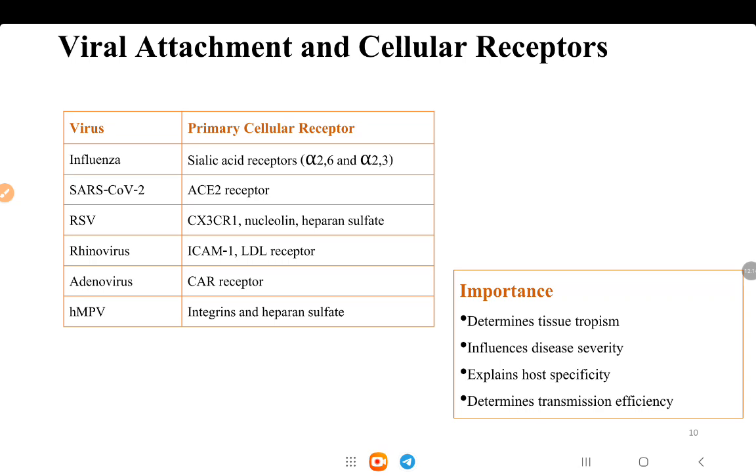Understanding the receptor interaction has been important for developing antiviral therapies and for understanding why certain populations are more susceptible to severe disease.